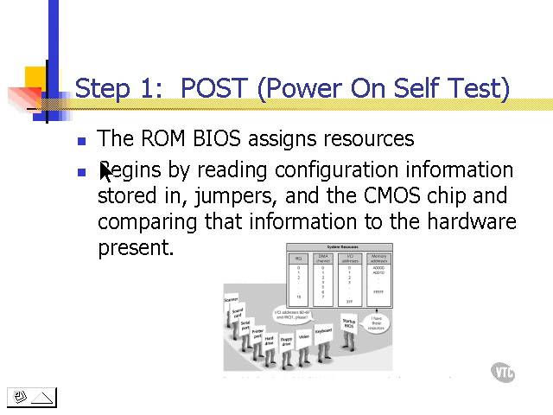In step number 1, the power on self test, ROM BIOS, which is that hard-coded information we spoke of before, begins reading configuration information which is stored in jumpers as well as on the CMOS chip that we programmed with keyboard commands. The information is then compared with the hardware that's present in the computer. If there's configuration information for hardware that BIOS found, then that hardware will be set at this point.